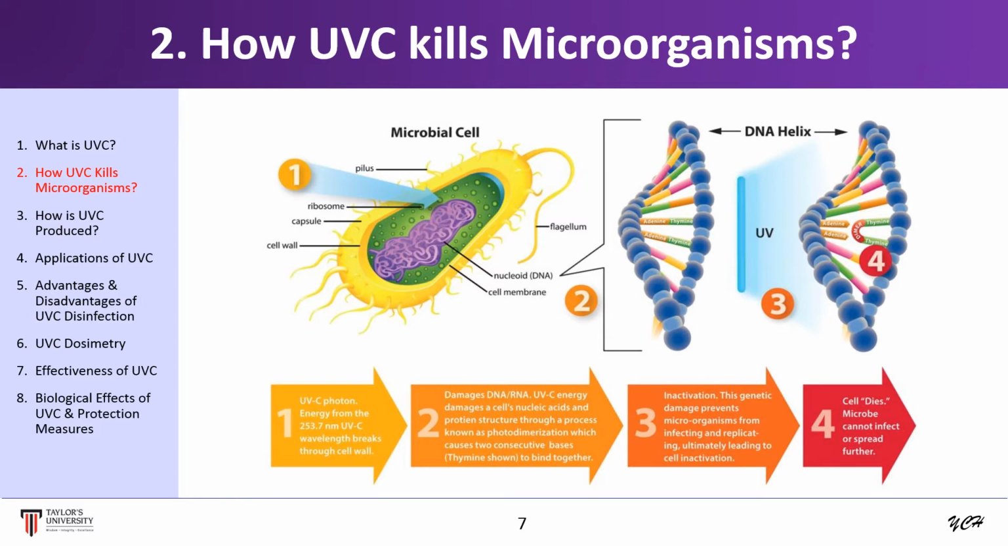This diagram further illustrates the mechanism of action of UVC. First, the UVC radiation would break through the cell walls and reach the DNA and RNA. The UVC will damage the cell nucleic acid and protein structure through a process known as photodimerization, which causes two consecutive bases to bind together. This genetic damage will prevent microorganisms from infecting and replicating, ultimately leading to cell inactivation. And lastly, we say the cell died when the microbe cannot infect or spread further.